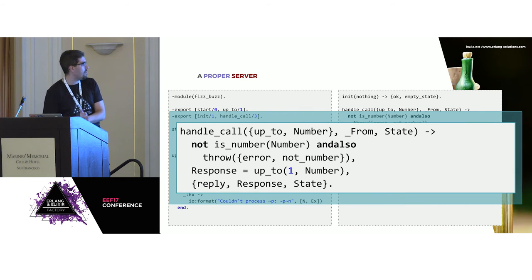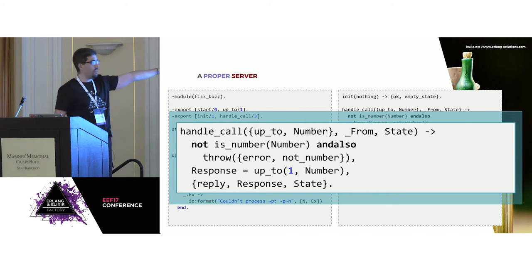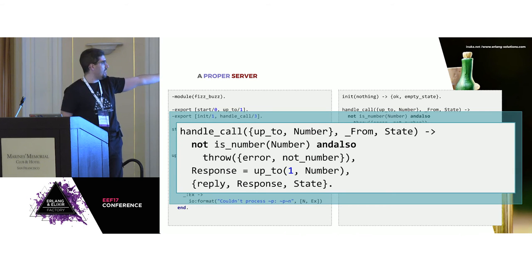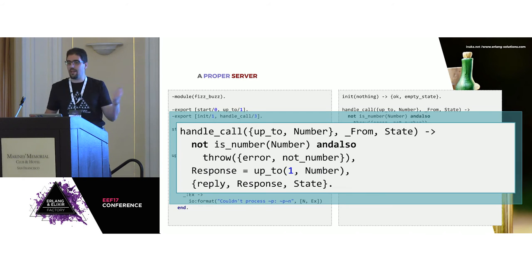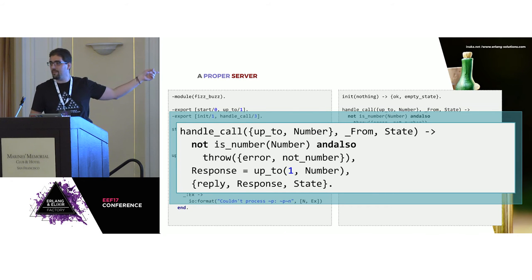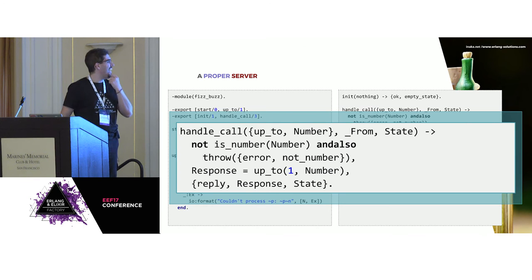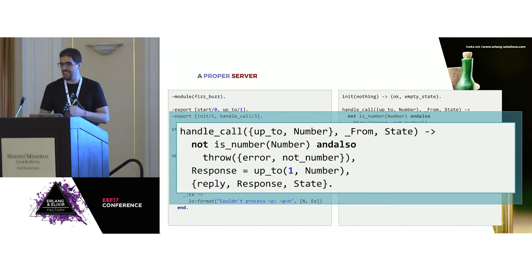Going back to our FizzBuzz thingy, this is handle call. This is what happens when you want to print the numbers with the FizzBuzz. I basically copy it from the other side, and if it's not a number, I'm throwing an exception there. Look how smart I am. I learned from before. I'm not writing if here. I'm using and also. Super good. And then I get the response, everything fine, right?